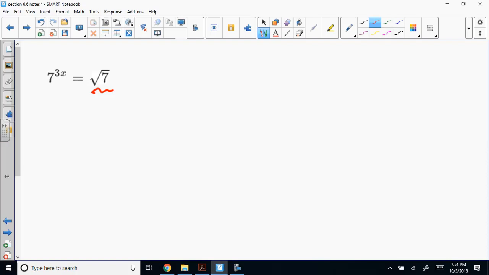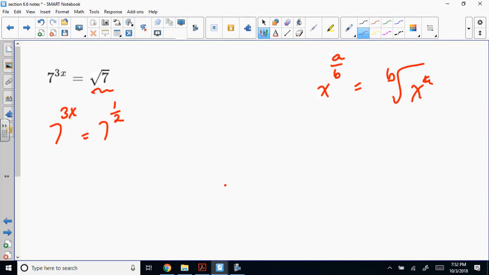So here's the 2, right? You remember this? We said x to the A over B equals that, right? You remember that? Yeah, it's just like yesterday. It's all coming back, right? Okay, so now I got 7s, right? The bases are there. So now it's 3x equals 1/2, right? So I will turn around and divide both sides by 3.